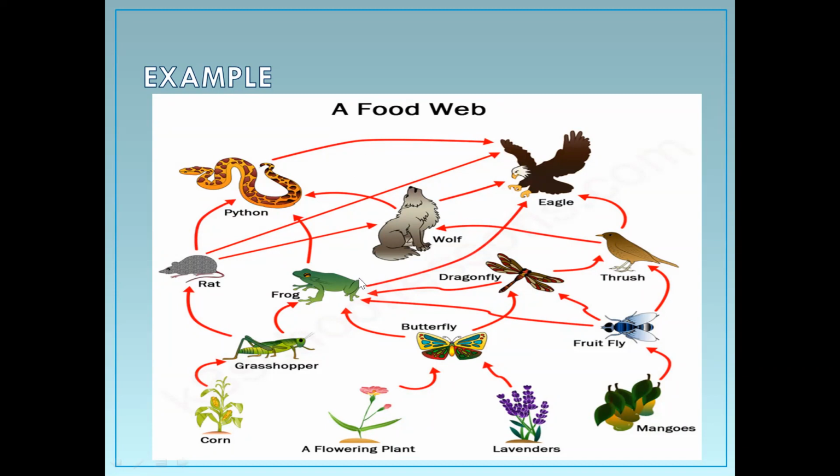Okay, then you can see that this frog is also directly eaten by this eagle. Dragonfly is being eaten by frog. Thrush, it is that dragonfly also eats this thrush, and so many interconnections you can see over here. So this is a good example of food web, and I hope that now you are clear what is a food chain and what is a food web.